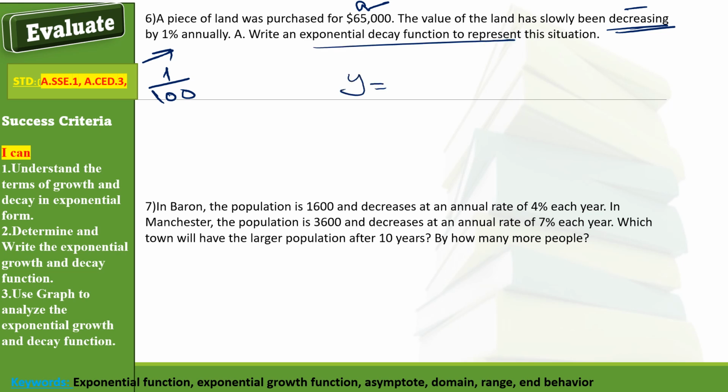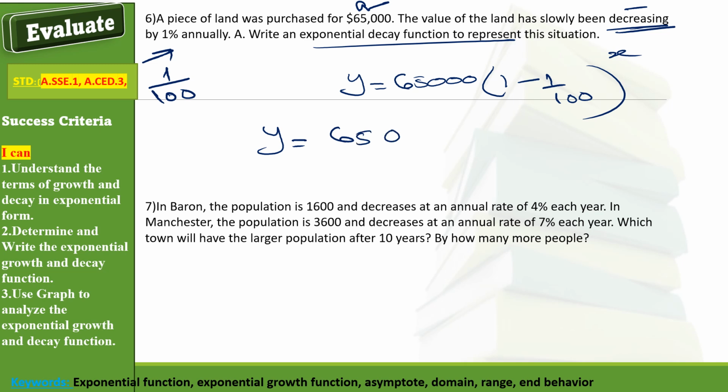So y equals A, which is 65,000, times 1 minus 1 over 100, because 1%, to the power of x. Now 1 minus 1 over 100 gives me 0.99, whole to the power of x.